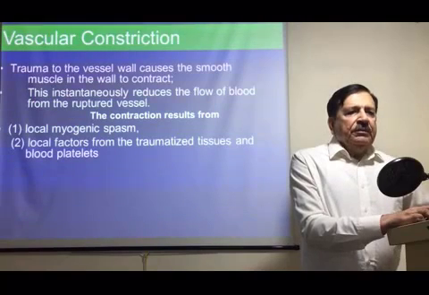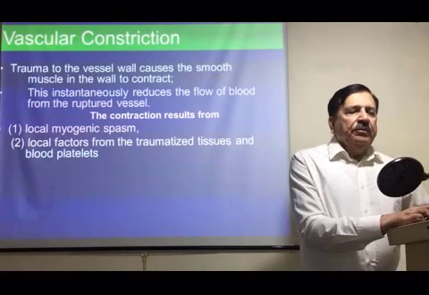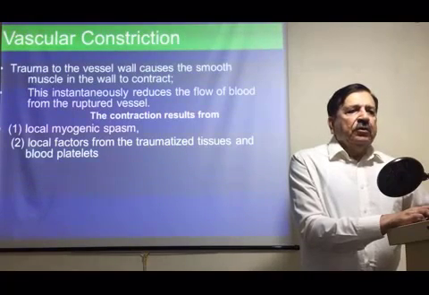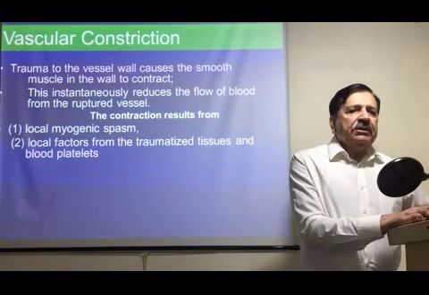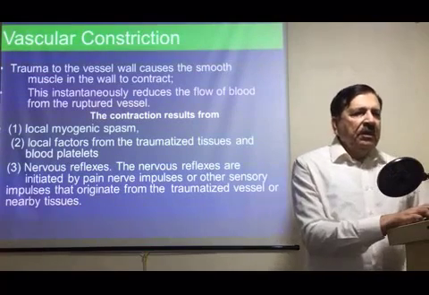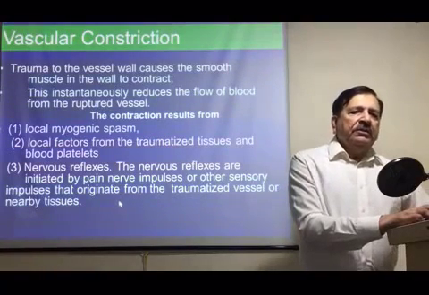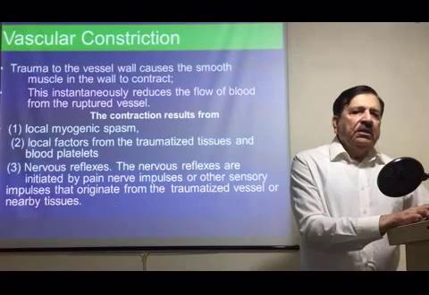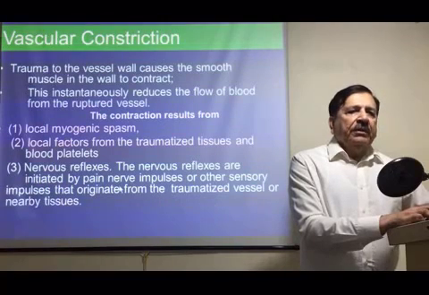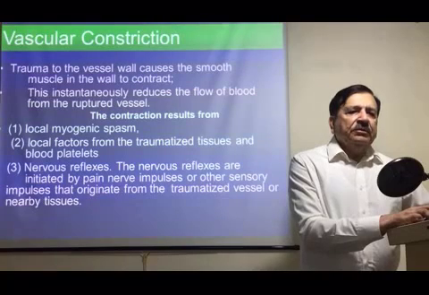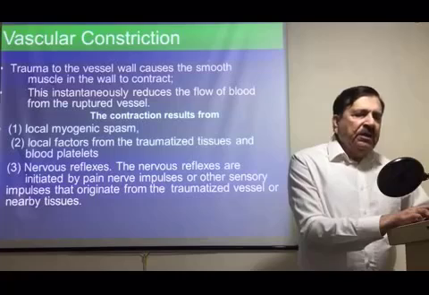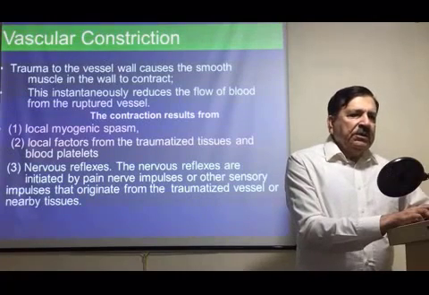Local factors from the traumatized tissue and blood vessels. There are local factors which are released, tissue factors and thromboxane, and also the ADP, which we discussed. All these factors are released from the platelets. And the third important event which occurs when injury occurs to the vessel is stimulation of the nerve in that area. This causes pain, and this pain further increases contraction of the muscle in that local area. So in this way the caliber of the vessel is reduced and the loss of blood from the vessel is decreased.